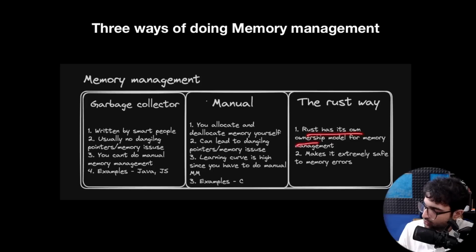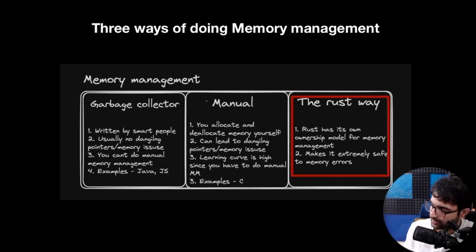Rust has its own ownership model for memory management. It makes it extremely safe to memory errors. Errors like these that you were able to do as a developer in C, you can't do unless you're writing unsafe Rust. You cannot do these errors. The compilation itself will fail. The compiler will tell you, okay, you are trying to do something which may lead to a memory issue, so I will not let you do it.